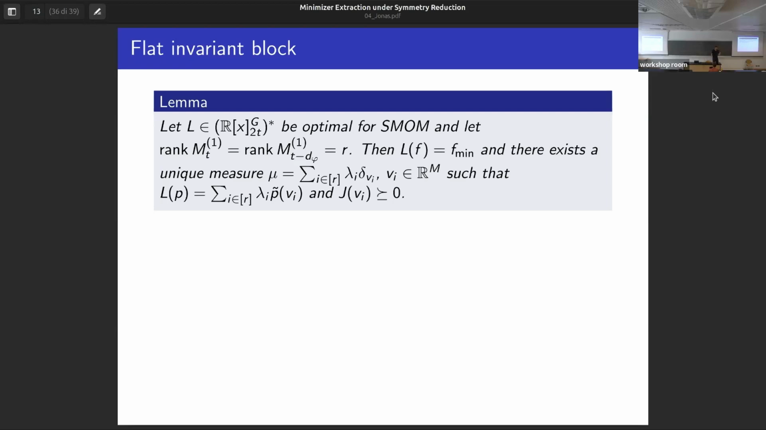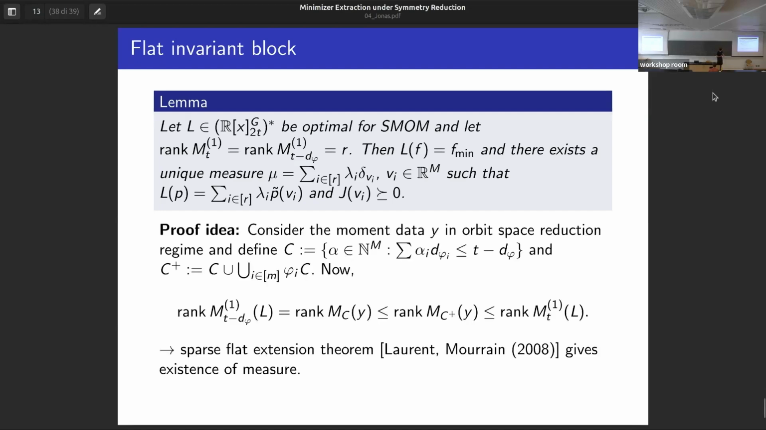And this works by using the sparse flat extension theorem by Monique Laurent and Bernard Mourrain.